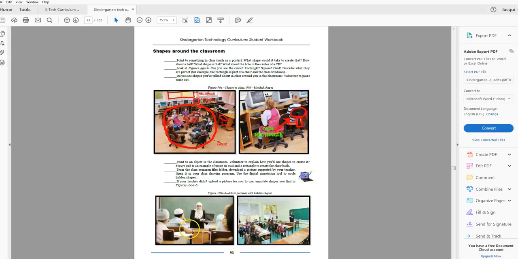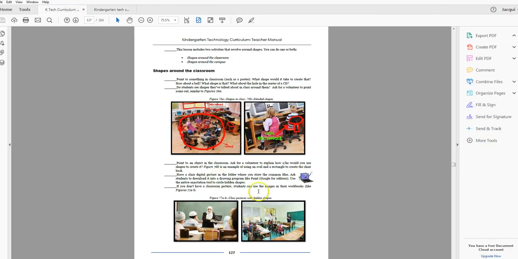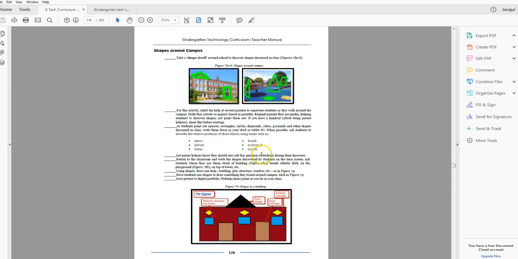So if for some reason you don't have that opportunity to share out a picture, they have one in their workbooks here, and then they do the circles, do the oblongs, do the squares, rectangles, whatever you have, cones, depends upon what shapes they've been introduced to. And then they can just mark them all here with their annotation tools. Okay, and I think that's it for that one.